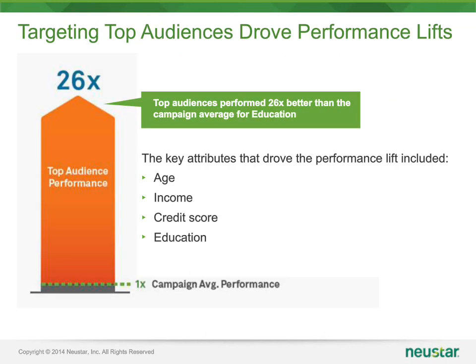Another way you can use data out of these new tool sets that are coming out is the ability to look at your responders and to go out and find attributes of those top responders and find more people like it. So this is what this actually demonstrates. In this example, an education client was able to lift performance 26 times the average by targeting key attributes such as age, income, credit score, and education.